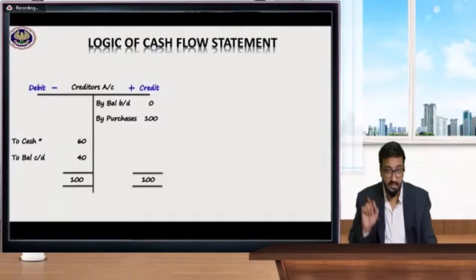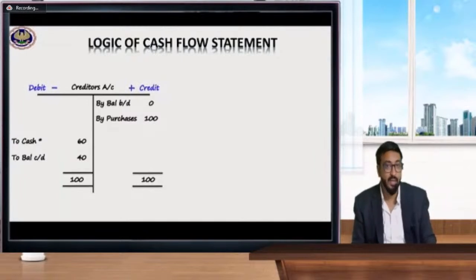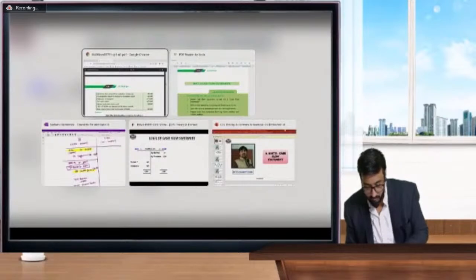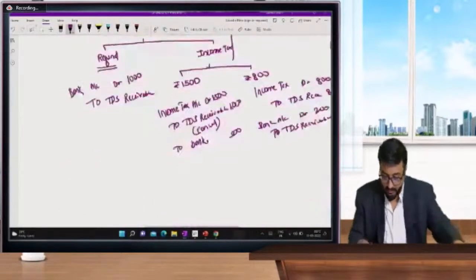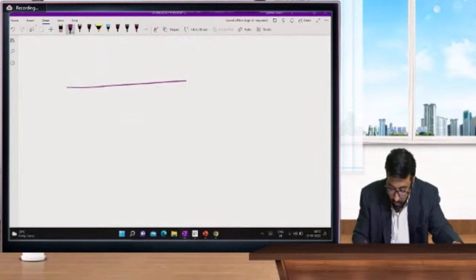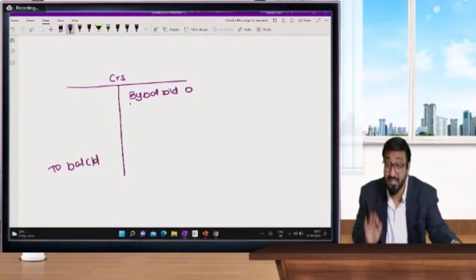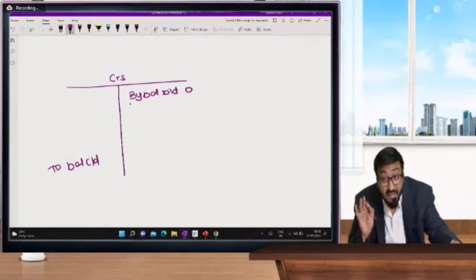Now understand, in operating activity we have... yes, now understand this carefully. Creditors account, by balance brought down, how much beta? 0. To balance carried down. I'm giving my best to clear all your concepts. I'm going from scratch, beta, scratch.